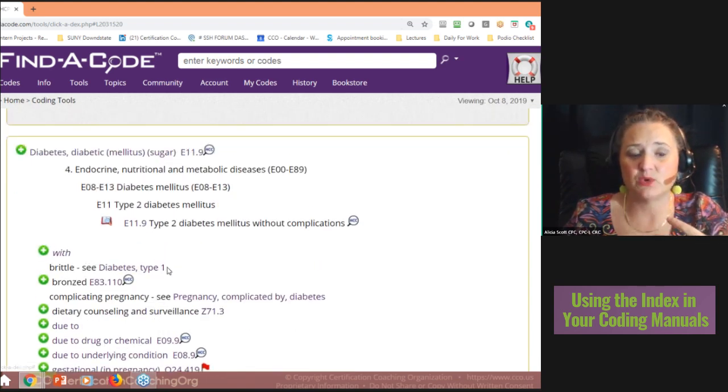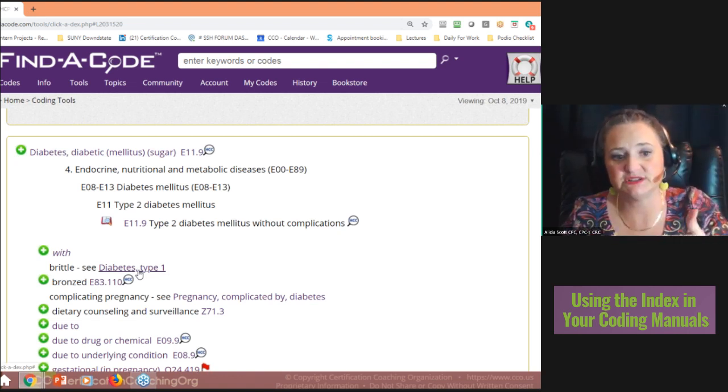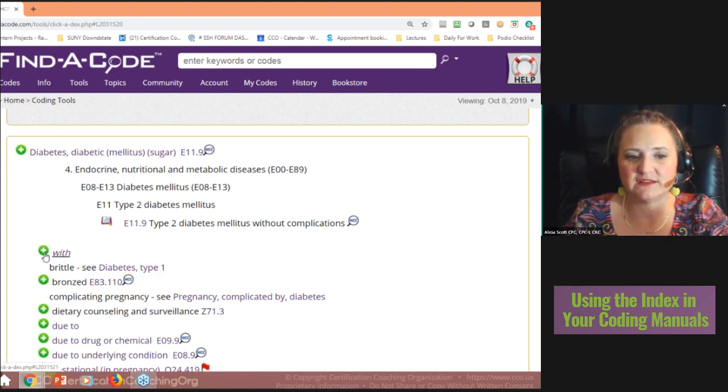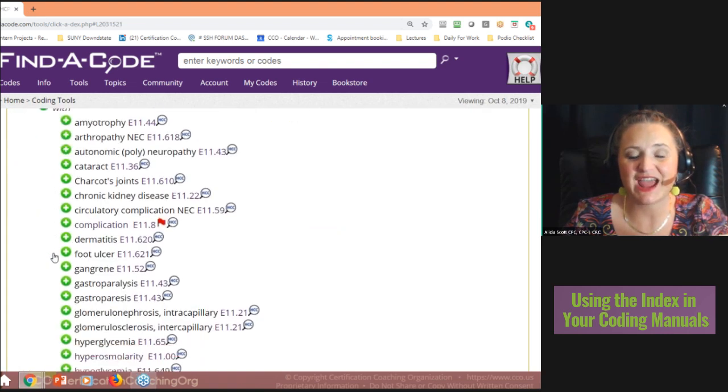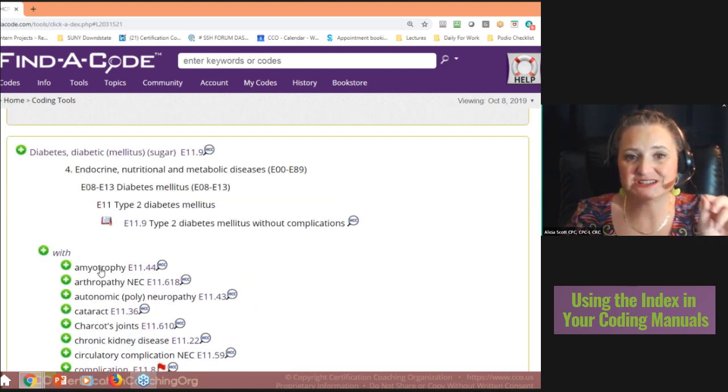diabetes can be type 1 or type 2. And so here's diabetes type 1. We would click on that and it would give us the choice. It's actually E10. But look at this: with. With means that it has all of these other things that could happen in the diabetes. When it's saying just diabetes mellitus, with no other information, you default to type 2 because 98% of all diabetics are type 2 diabetes. So it's going to be E11.9.